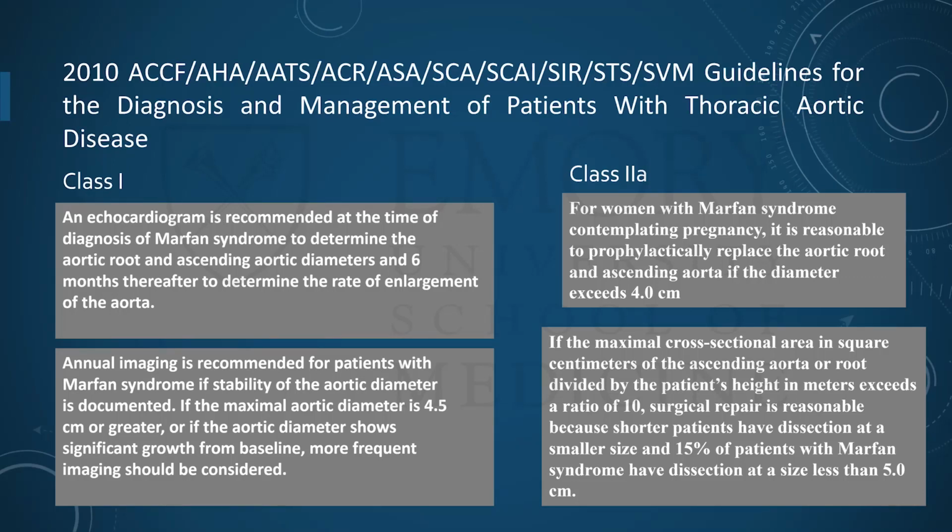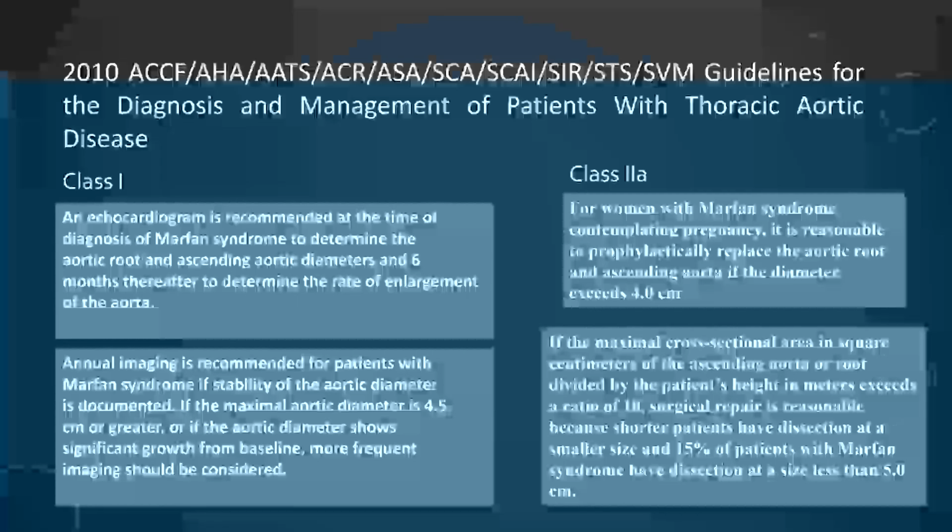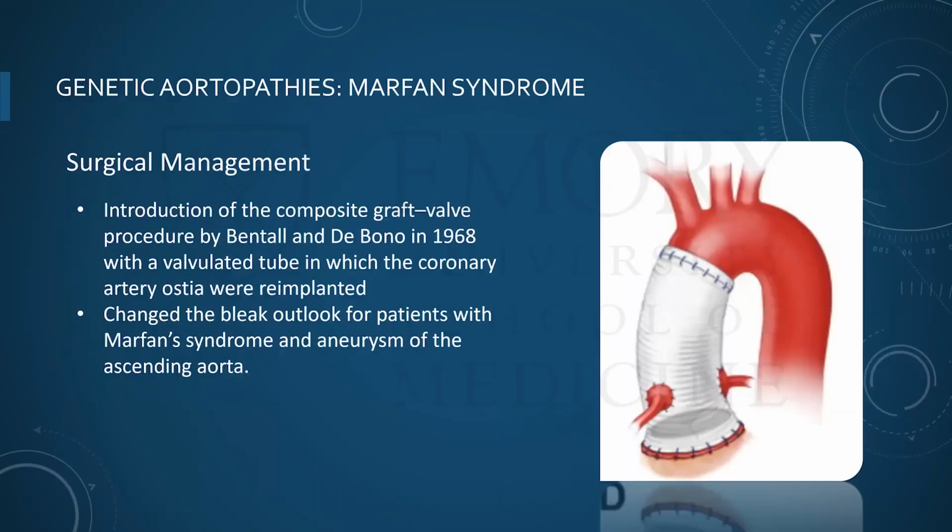Class 2A, for women that are contemplating pregnancy, you want to be more careful. When that diameter exceeds 4 centimeters, it's reasonable to undergo prophylactic surgical replacement of the aortic root. And then lastly, if the maximal cross-sectional area in square centimeters divided by the patient's height in meters exceeds 10, that's the point at which you can also consider surgical repair. They added that because a lot of patients with Marfan's can develop complications at a smaller size.